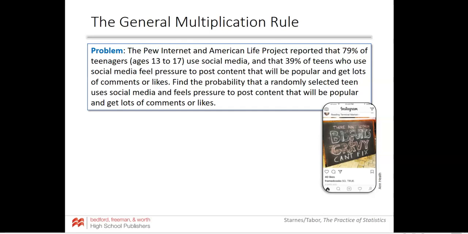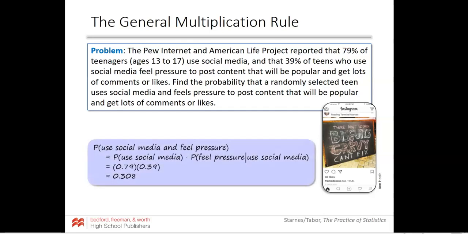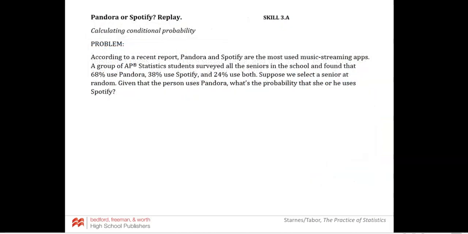So I think we're looking at, big picture, 79% of students, most of them, use social media if they're teenagers. But then of those, 39%, so you're just going to multiply those two things together. It's the general multiplication rule, right? If you want to use a formula, you'd say the probability of using social media is 79%, but then the probability to feel pressure given that you use social media is 39%. Then you multiply those to get 30.8%.